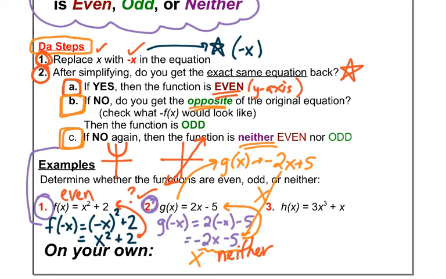All right, and the last one here, friends. Let's try number 3. Okay, first step, let's plug in negative x. Let's see what happens here. Again, parentheses are really important. 3 times negative x cubed plus, here's another x. Okay, for that x, I'm also going to plug in negative x. All the x's get to play.